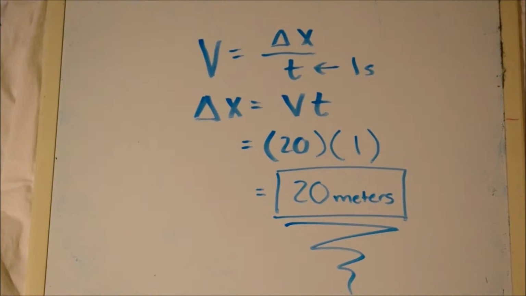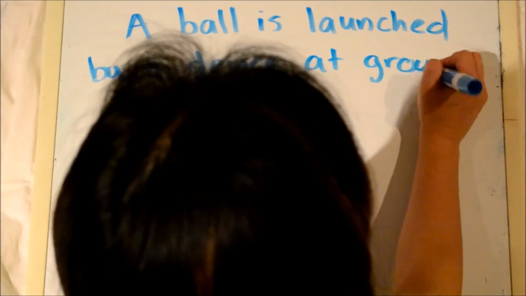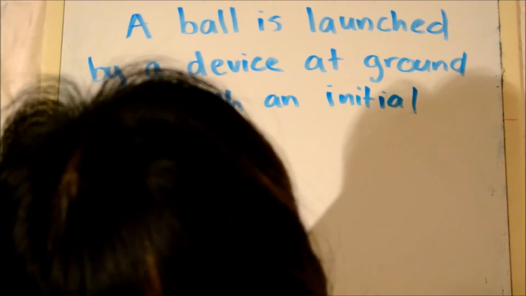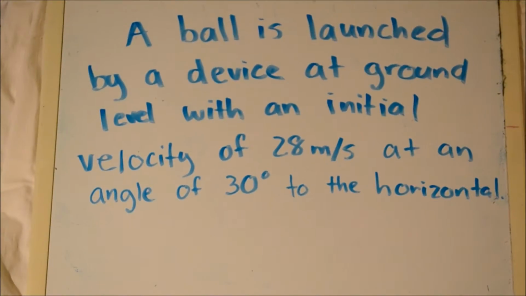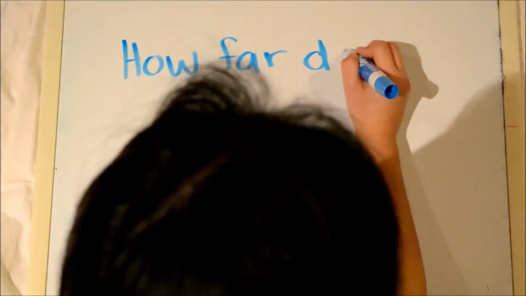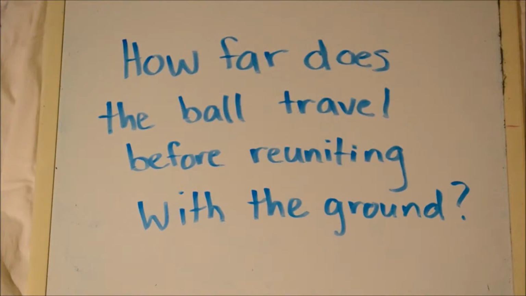So now onto our angled projectile motion problem. A ball is launched by a device at ground level with an initial velocity of 28 meters per second at an angle of 30 degrees to the horizontal. How far does the ball travel before reuniting with the ground? So now before we draw our horizontal and vertical tables, we have to do one extra step.